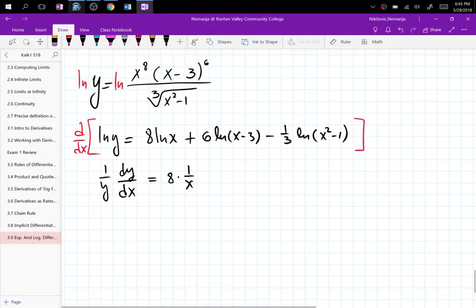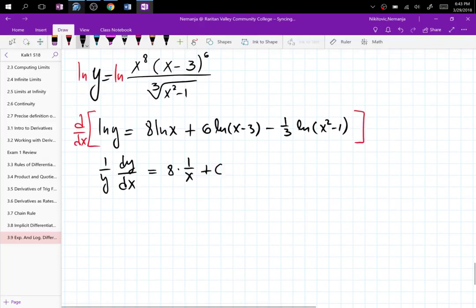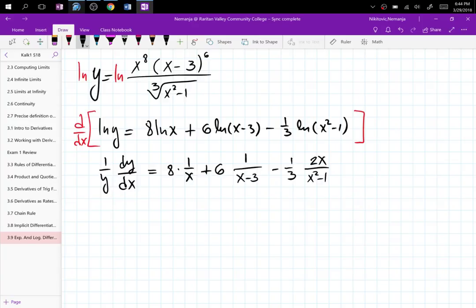Great. The plus 6. The derivative of x minus 3, right? You put x minus 3 on the bottom and its derivative on top. And then minus, copy the constant 1/3. The derivative of x squared minus 1, right, with ln is x squared minus 1 in the denominator and then 2x on top.